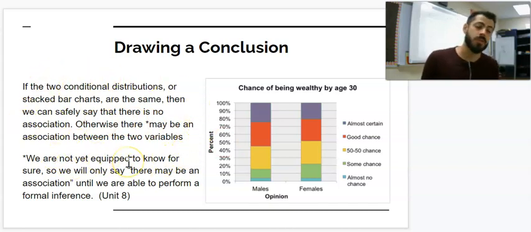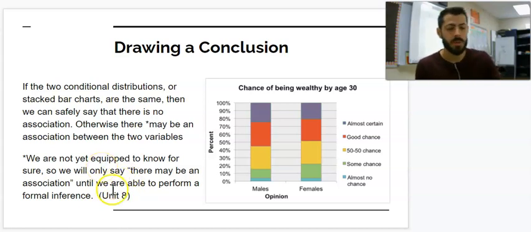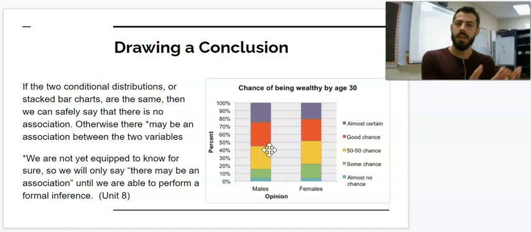You can't say for certain whether or not there is an association yet. We'll learn how to do that later on in the year, almost at the very end of the school year. But you can say that there may be. So if these lined up perfectly, then we could say, okay, there is no difference in the male and female conditional distribution. Therefore, it doesn't matter whether you're male or female, your probabilities of getting rich would be the same. However, since we're looking here, there is a small yet noticeable difference between the two distributions.